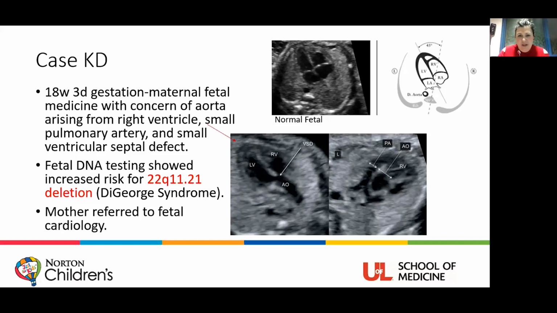As you can see over here to the side, I've got what a normal fetal echo looks like, where you've got good 4 chambers, and then down here you can see a small right ventricle. That aorta is there overriding that septum, and there is a VSD there as well. And then the picture to the side, you can see that the pulmonary artery is quite a bit smaller than the aorta.